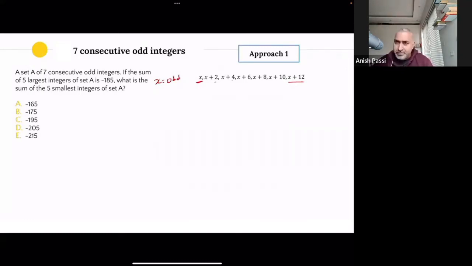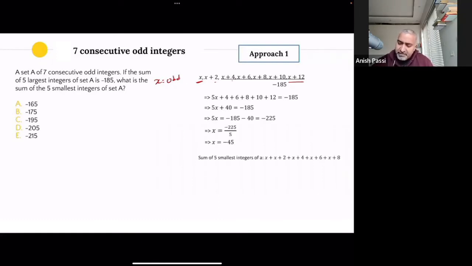X is the smallest one. What am I given? The sum of the largest 5, these are the largest 5, their sum is negative 185. I have to figure out the sum of the smallest 5. So the largest 5 can help me figure out the value of X. X is negative 45. Then the sum of the smallest 5, basically these 5 guys here. 1, 2, 3, 4, 5. These 5 guys here, right? That's again 5x plus 20. X is negative 45. I plug that in. I get the overall sum is negative 205. Not negative 195, which was a very common answer somehow. Negative 205.